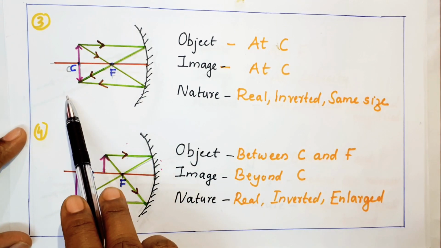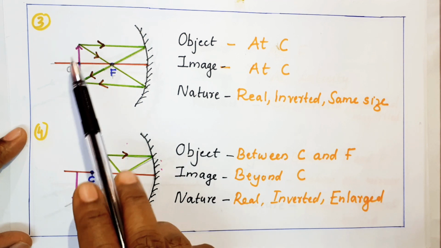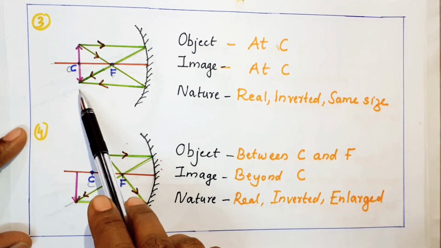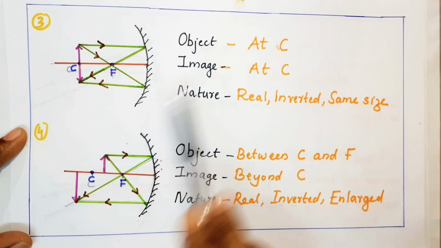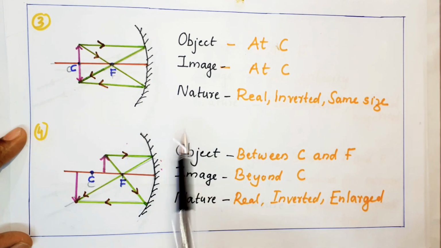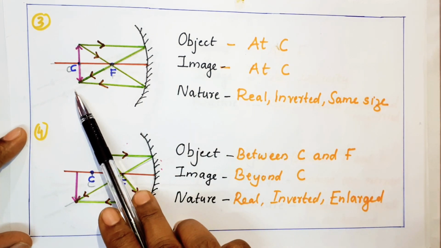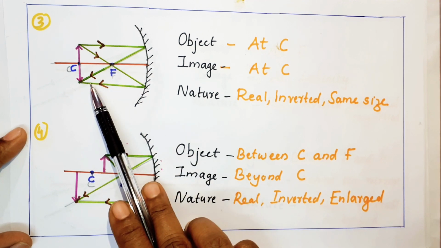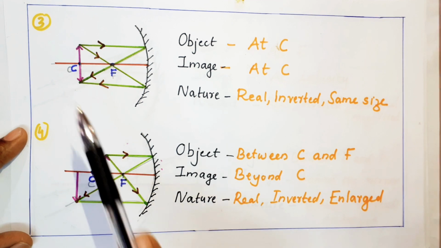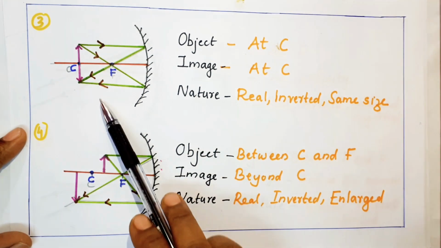Parallel ray goes through focus. Rays going through focus will emerge as parallel. They intersected here. If they are intersecting at this point, I can say that the object is at C, and the image is also at C. If object and image are at C, see the nature. It is formed due to intersection, so it's a real image. It is an inverted image, but the main thing is the size. We are getting the same size.